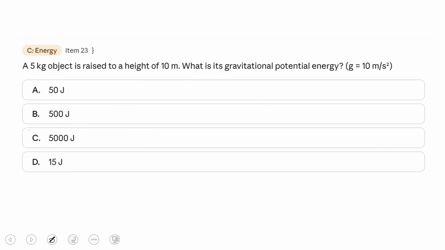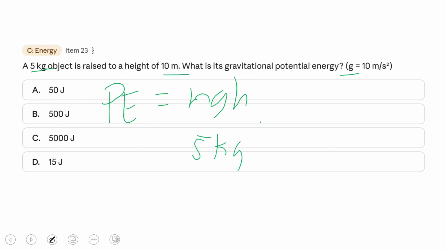A 5 kilogram object is raised to a height of 10 meters. What is the gravitational potential energy, given that the acceleration due to gravity is 10 meters per second squared? So what's your answer for item 23? You have the formula of potential energy equals mgh: mass, gravity, height. Everything is given here, so you just need to substitute. You have the mass of 5 kilograms, the gravity of 10 meters per second squared, and multiply by the height of 10 meters. And you will have letter, what's your answer? Letter B, 500 joules. Okay, next.